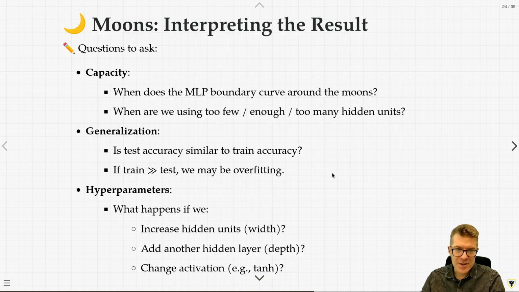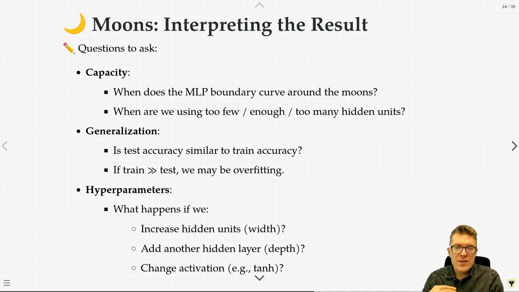There are some questions to ask. This is for you to actually ask yourself and write down. I still encourage you to take notes and just try to think for yourself before we might see the answers to some of these questions. When does the neural network or the multi-layer perceptron boundary curve around the moons? That can be obvious. When are we using too few, enough, or too many hidden units across our 2 examples from before? And if you kept on doing your own experiments, do you have a better idea of when you have too few, enough, or too many hidden units?